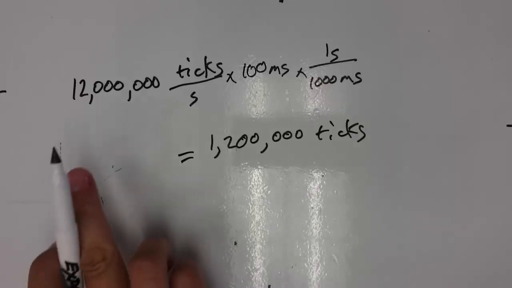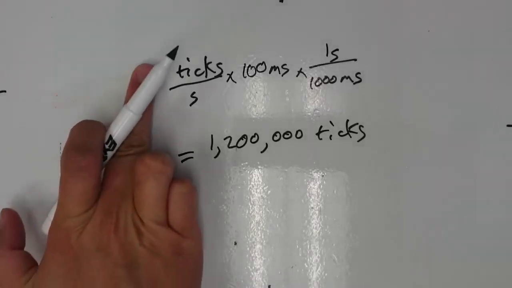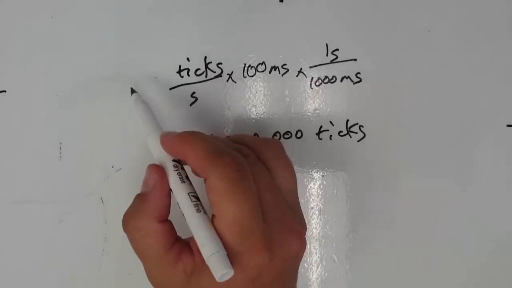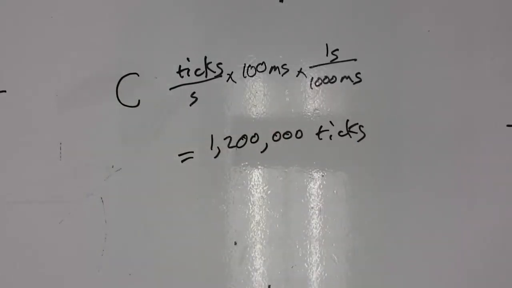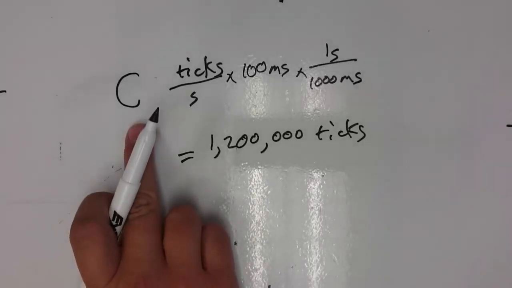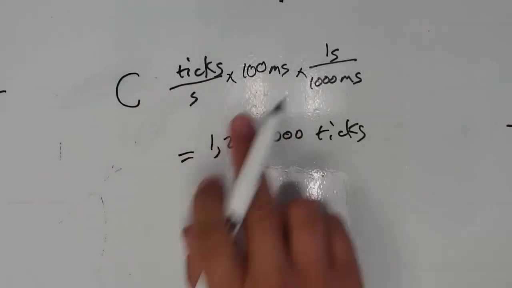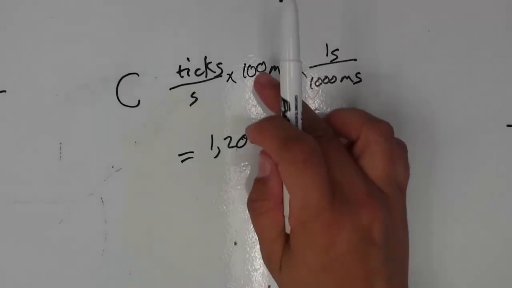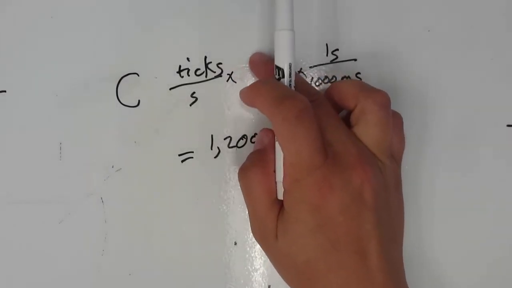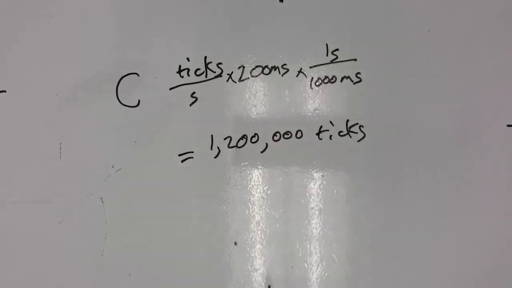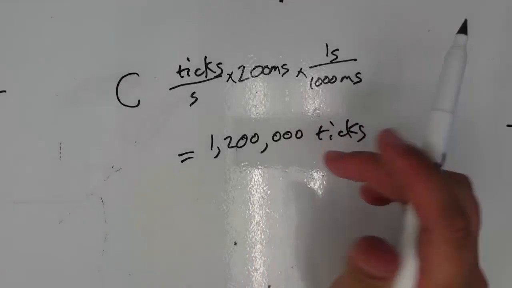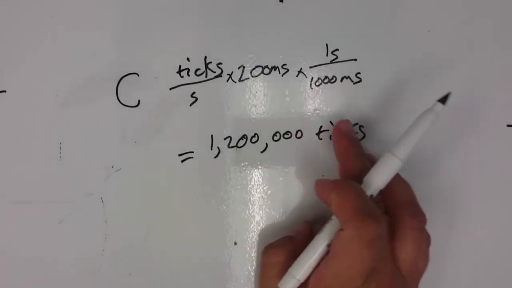Over in my calculation, I'm going to take the clock speed and make that a variable. I'll just represent it with the letter C for clock. Clock ticks per second times 100 milliseconds. Let's make this 200 because that's the largest number. We need that to be our period. Times 1 second per 1,000 milliseconds. That will give us some number of ticks.